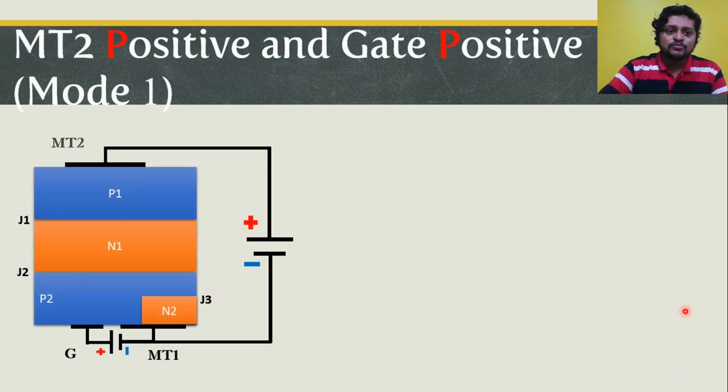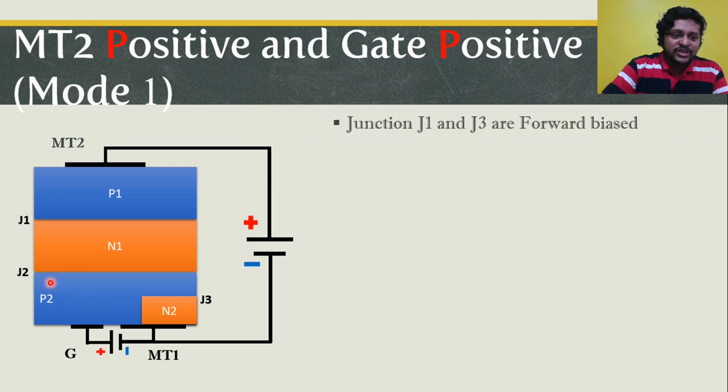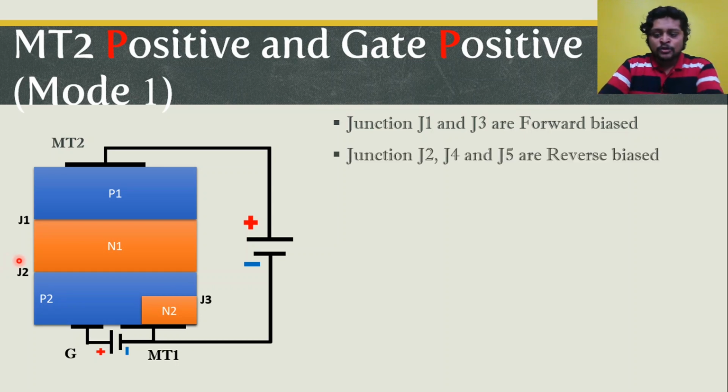So let's start with the first mode. The first mode is MT2 positive and gate positive. As you can clearly see from the biasing, the MT2 is connected to a positive potential with respect to MT1, whereas the gate is also connected to a positive potential with respect to MT1. Because of that, junctions J1 and J3 will be forward biased, whereas junctions J2, J4 and J5 will be reverse biased. Due to the reverse biasing of the junctions, we are not going to consider J4 and J5.